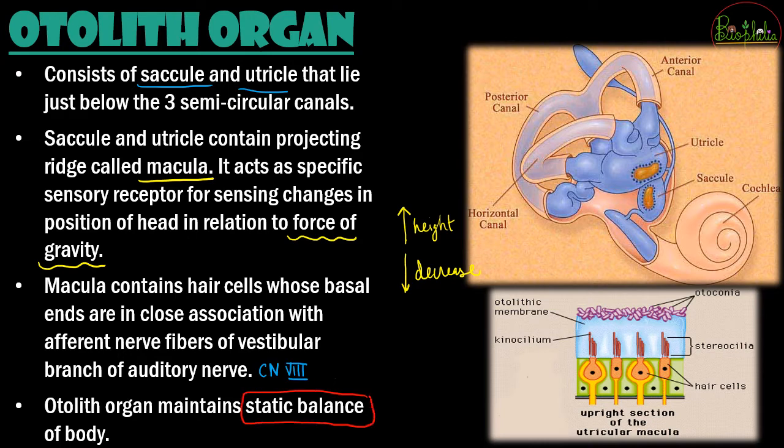Now this is a very important part, that is otolith organ जो है, it is for static balance but not for kinetic balance. So kinetic balance के लिए कौन आएगा, we will see in just few minutes. So here we can see in the diagram how the utricle and the saccule are present, and in the lower one we can see the cross section wherein you can see the hair cells, the stereocilia and the otolith membrane as well.